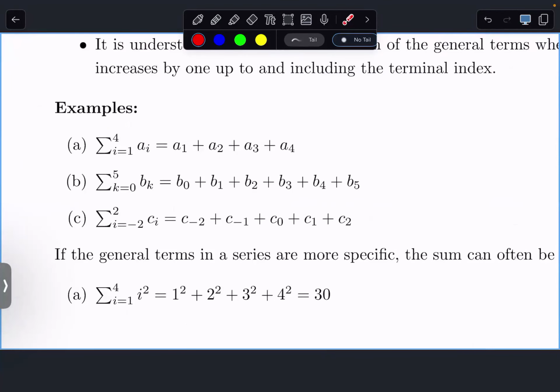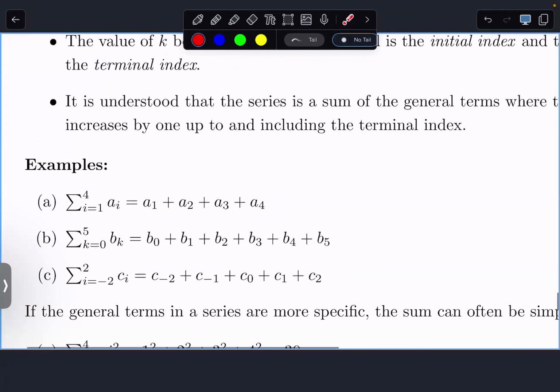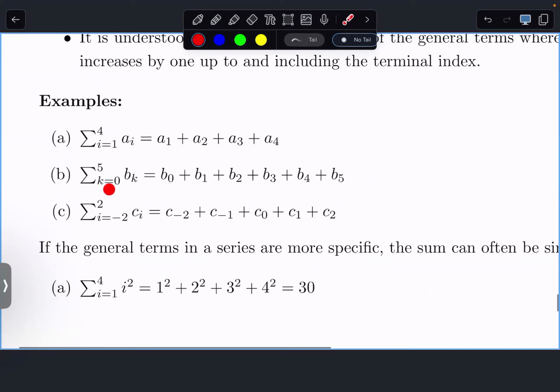Some examples. Here we use an index of I, that's fine. The sum from I equals 1 to 4 of A subscript I is A1 plus A2 plus A3 plus A4. So it doesn't matter if we use I or K or whatever. N usually makes an appearance. We can set our initial index to any number, 0, -2. So the sum from I equals -2 to 2 of C subscript I would look like this: C subscript -2 plus C subscript -1 plus C0 plus C1 plus C2.